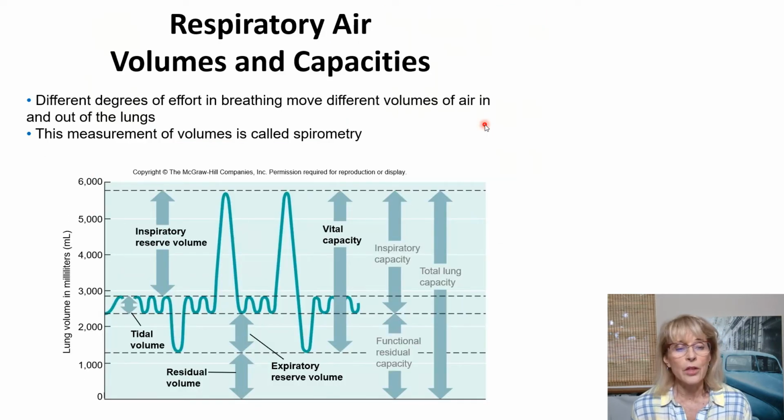This is just another way of depicting the same things. I've grayed out the images you don't need to know. Tidal volume. This is the extra you could exhale. That's called expiratory reserve. This is the extra you could inhale. That's inspiratory reserve. And if you inhale as much as you can and then exhale it all out, how much is it? That is vital capacity.